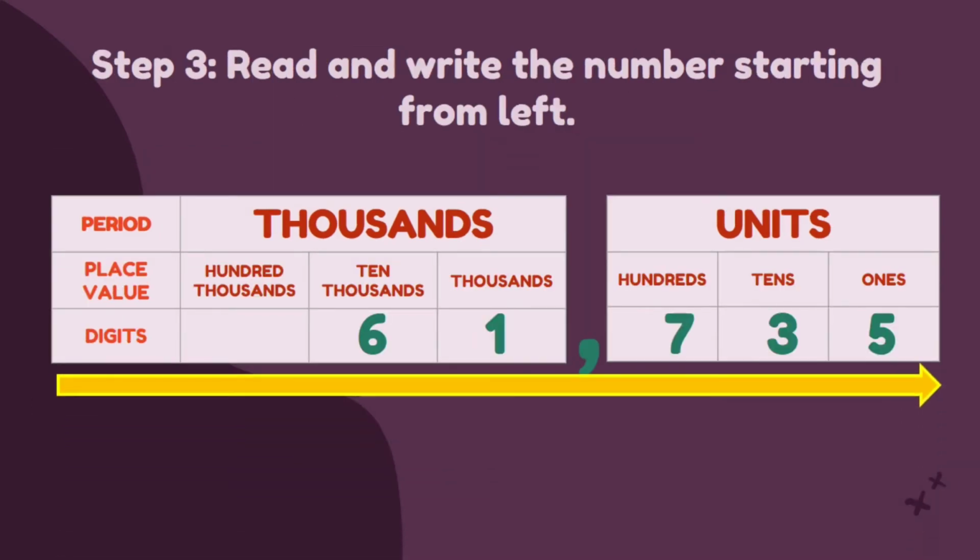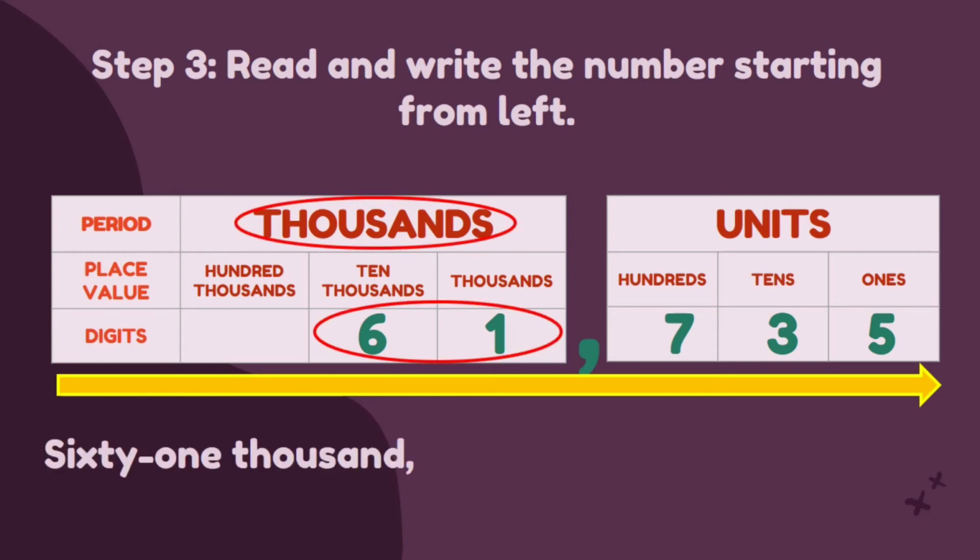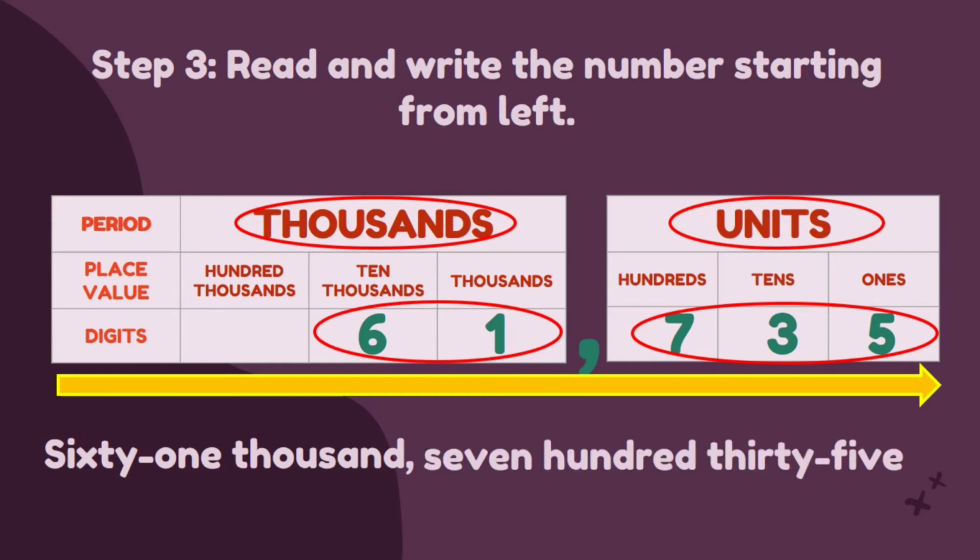So, starting from the left, we have 61 in the thousands group, and write it as 61,000. And we have 735 in the units group. But remember, we do not read the period unit after the number, so we can simply write it as 735. Put this together, we can read and write number 61,735.